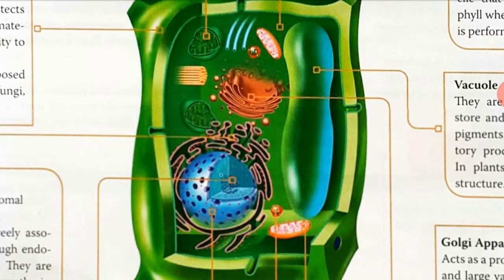I repeat, the blue area is the nucleus. Inside the nucleus, of course, we can find the DNA and the nucleolus. Then this external part around the nucleus is the rough endoplasmic reticulum and smooth endoplasmic reticulum. The orange spots right here are called mitochondria. This is the Golgi apparatus or Golgi body.